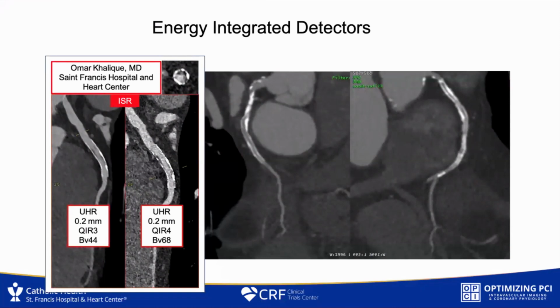And I just want to give you a comparison here. The right-hand image is also from a good scanner, but clearly the resolution and image quality is much, much better in the left-hand panel, which is from the photon counting CT.